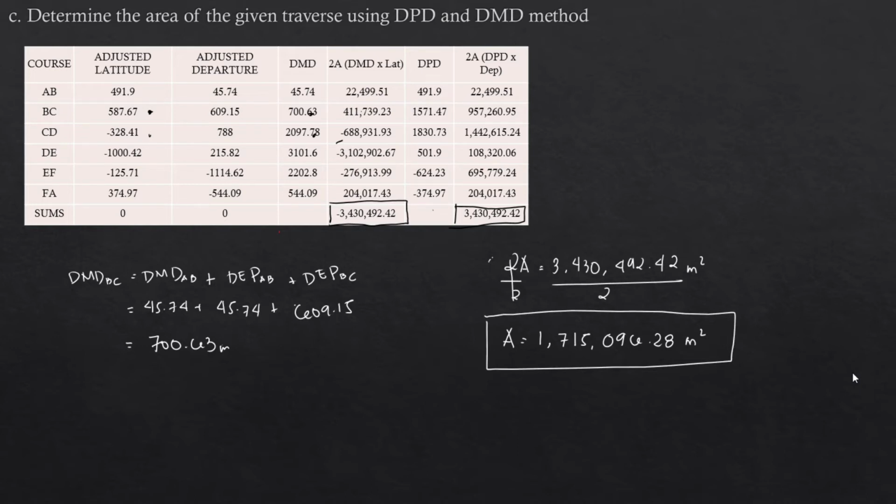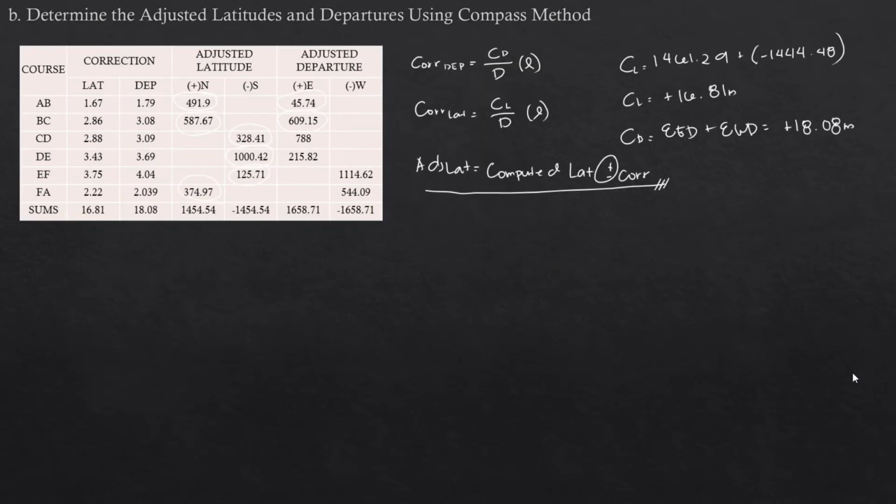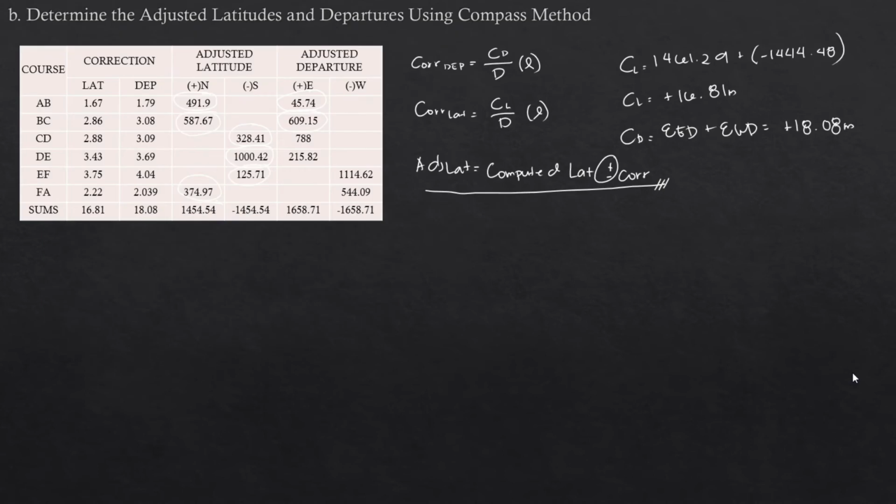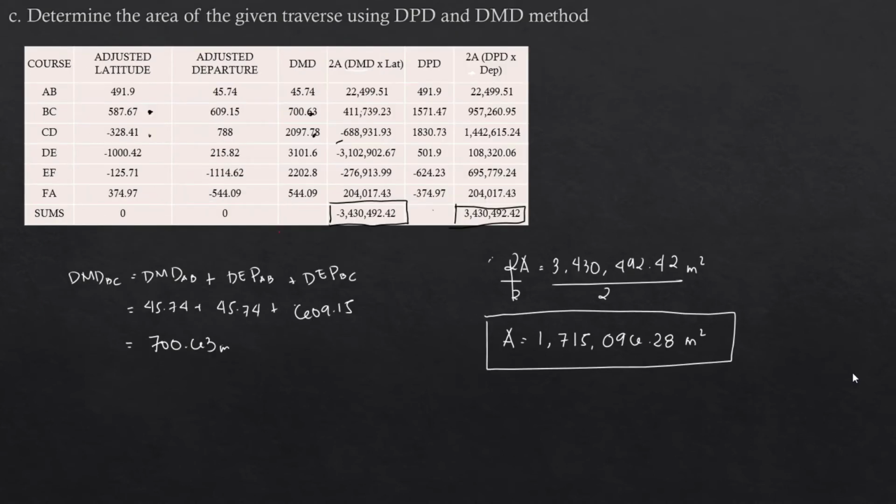Ito medyo nakakalito kaya i-tabulate nyo. Sulat nyo yung formula sa taas para hindi nyo makalimutan. Okay. So, yun, yung area, pagkuha ng area. Madali lang siya pero medyo matagal. Lalo na kung hindi pa given yung mga latitude, tapos hindi pa given yung adjusted latitudes, kukunin nyo pa yung mga yon. Then, gagamit kayo ng DPD and DMD method. Then, saka nyo makukuha yung area. Okay.